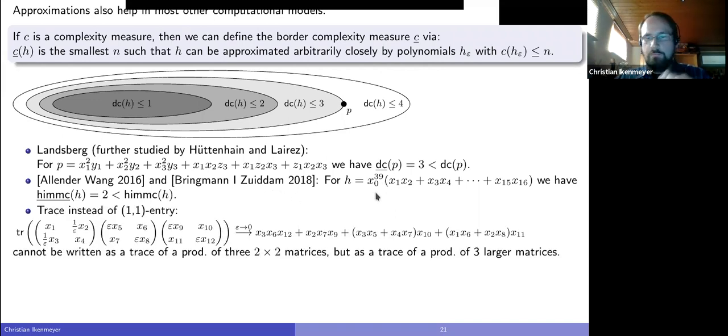And you can have a simpler small example where you can see that this is also happening, is instead of the 1-1 entry, you take a trace. So if you take the trace of a bunch of 2x2 matrices here, and you put these entries, then if you let epsilon go to 0, you get a polynomial, but that polynomial cannot be written as a trace of a product of 3 2x2 matrices. But you need a product of 3 larger matrices.